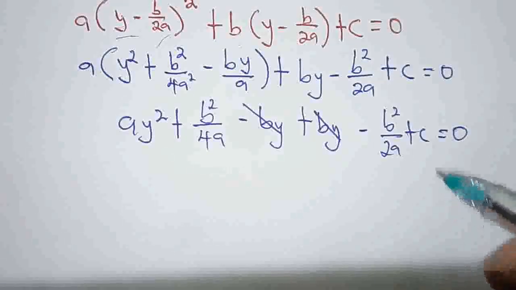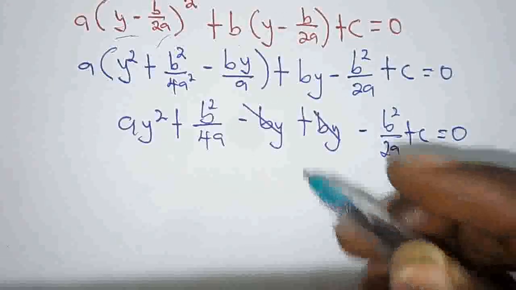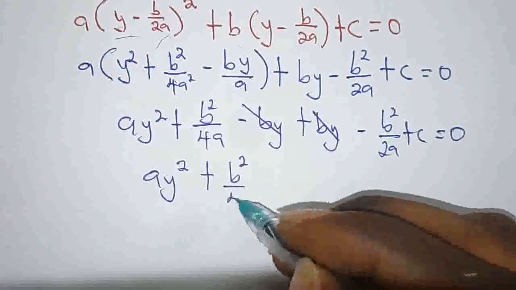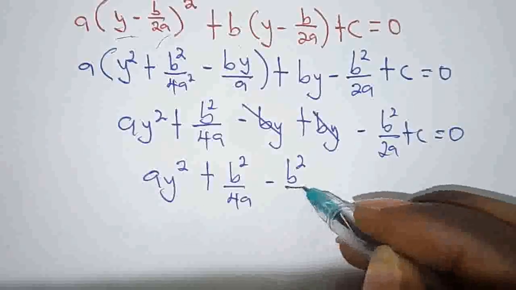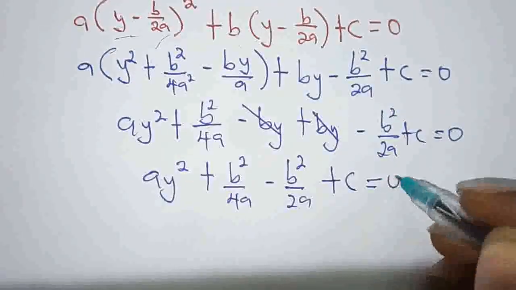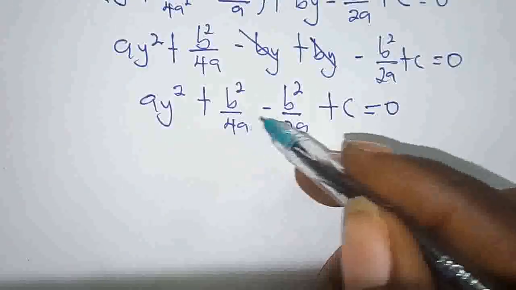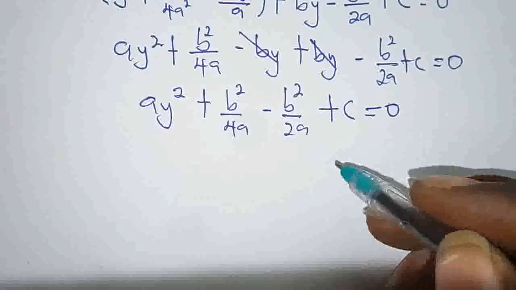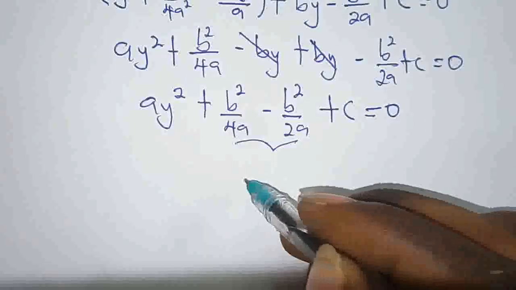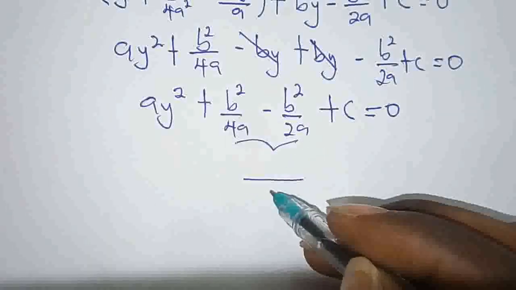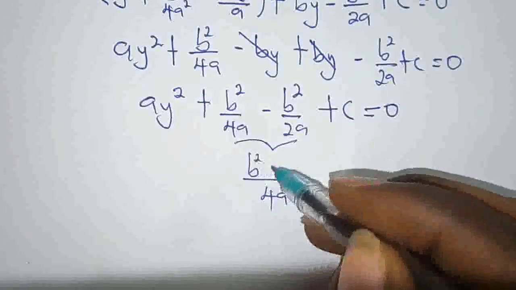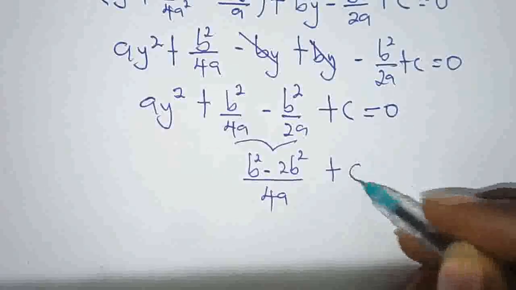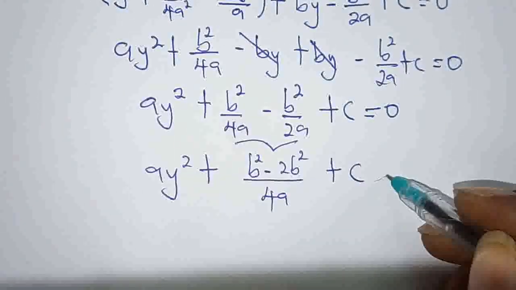Our major priority here is to depress this equation. So from here now we have ay squared plus b squared all over 4a minus b squared all over 2a plus c is equal to 0. Now all these constants, if they are going over to the right hand side, remember their signs change. But let us first simplify this from here. We know that 4a and 2a, the common denominator here is 4a. So we have b squared minus, here 4a divided by 2a is 2, then 2b squared, so don't forget, plus c, then ay squared plus this is equal to 0.